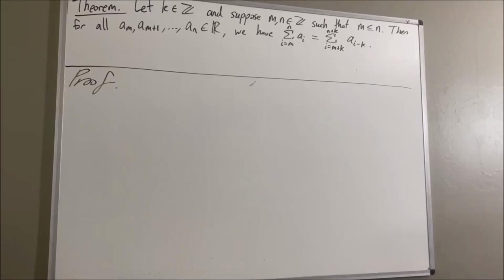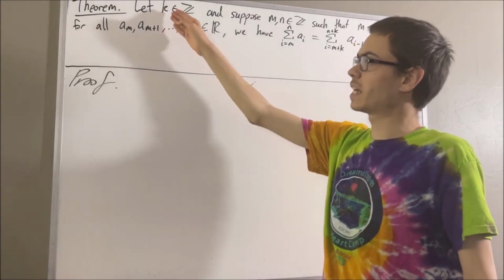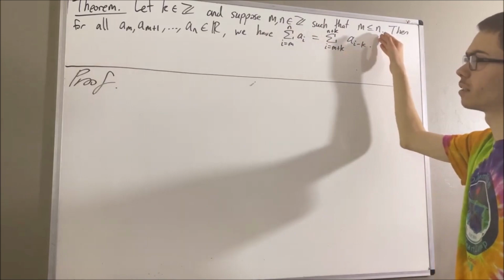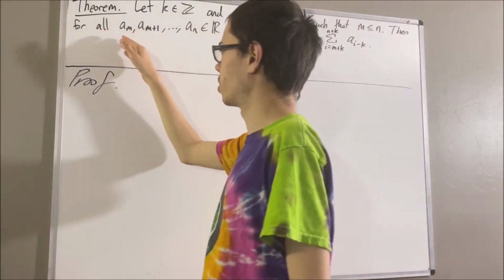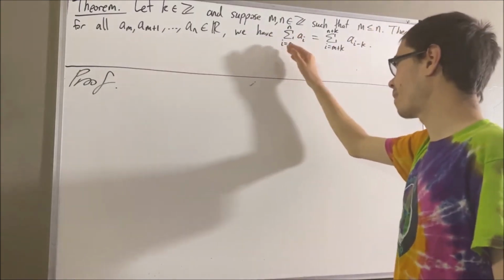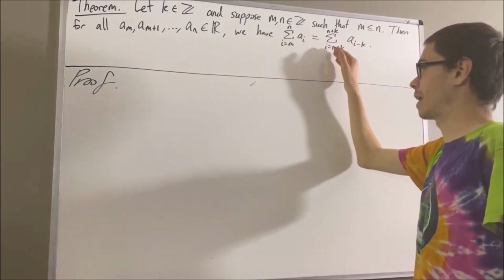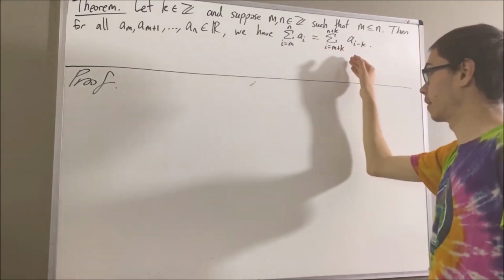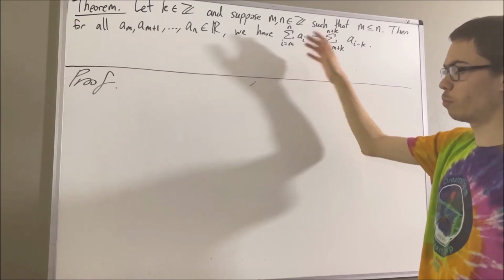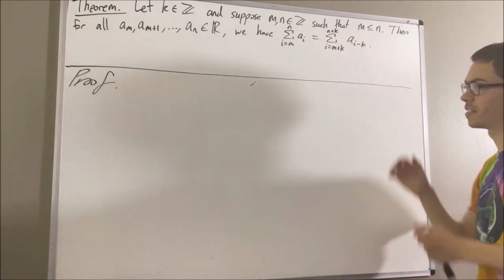Hello! In this video, we are going to prove the following theorem. Let k be an integer and suppose m and n are integers such that m is less than or equal to n. Then, for all lists of real numbers a_m through a_n, we have that the sum from i equals m to n of a_i is equal to the sum from i equals m plus k to n plus k of a_(i minus k). So really, what we're proving here is the shifting index rule for summations.